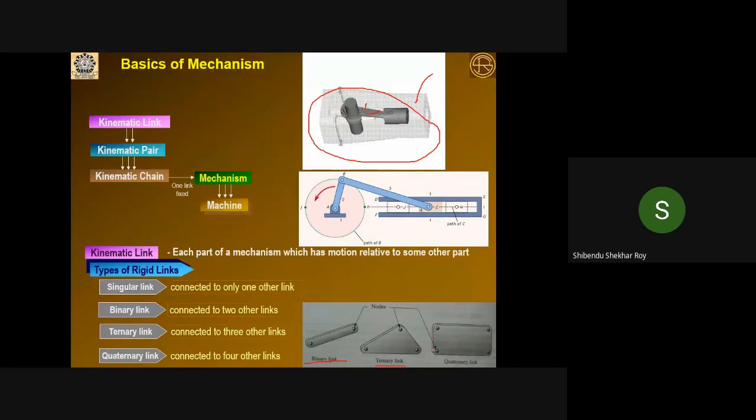And a link, if you have a 4 node point, then it is called the quaternary link and so on. But most of the times in mechanism design we are using binary link or ternary link. There is another link that is called the singular link. In case of a singular link, it is connected only one other link, that is only one node point. But where you like to use singular link and where binary link, that I like to explain just afterward.